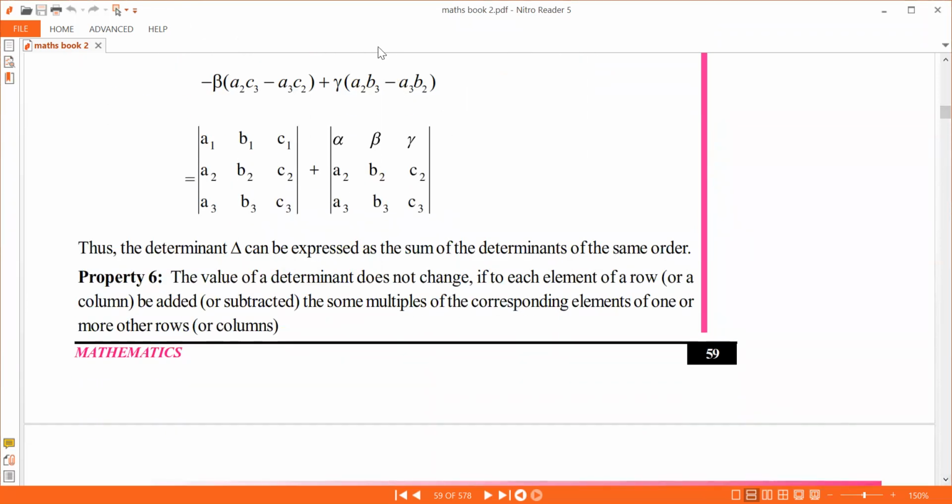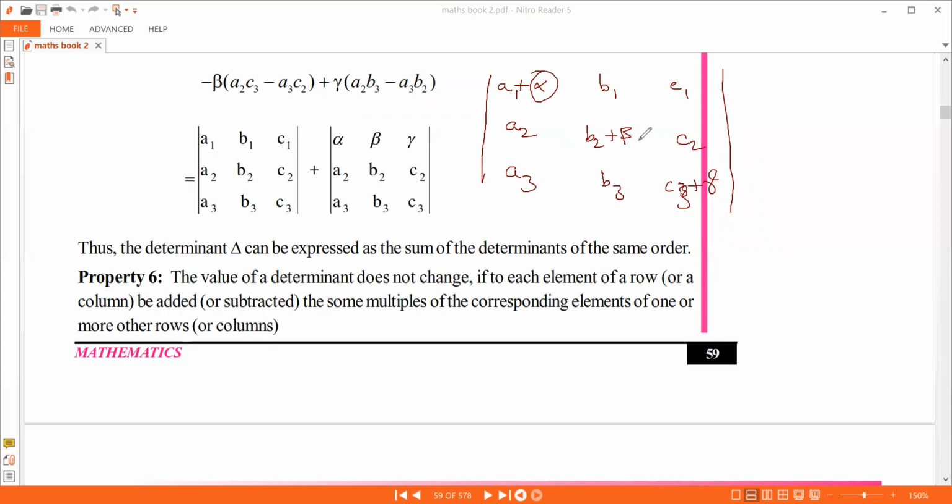Why do I tell you? Suppose they give you something like this: A1 plus alpha, A2, A3; B1, B2 plus beta, B3; C1, C2, C3 plus gamma. This is how they will give. Now can I apply this property? No, don't do that. You will definitely go wrong. Because in this case, the addition does not pertain to one row or one column. It is distributed everywhere.